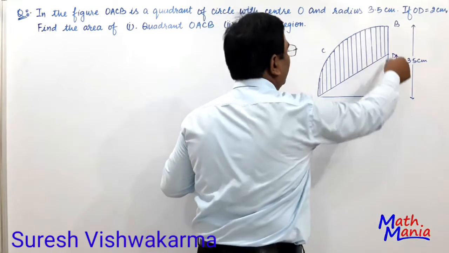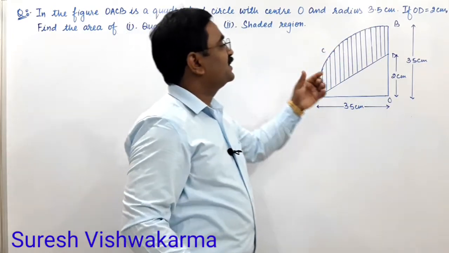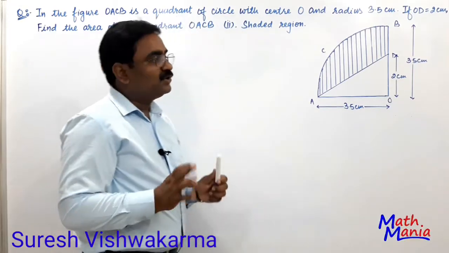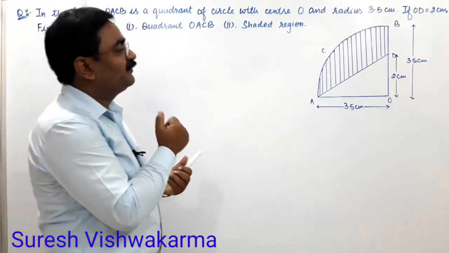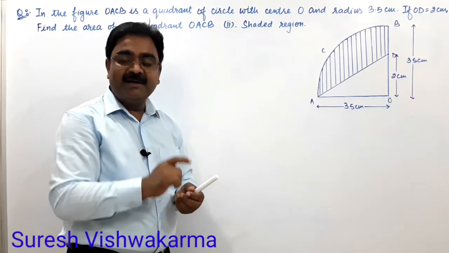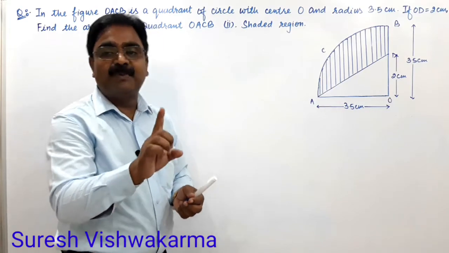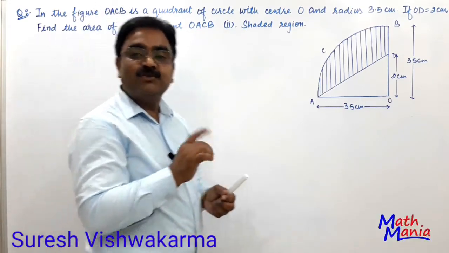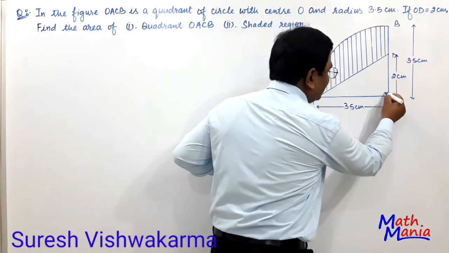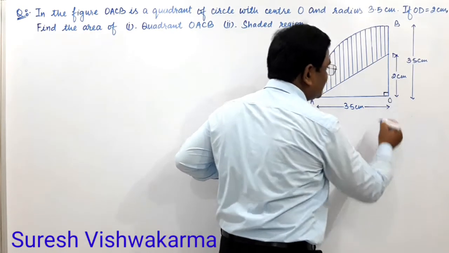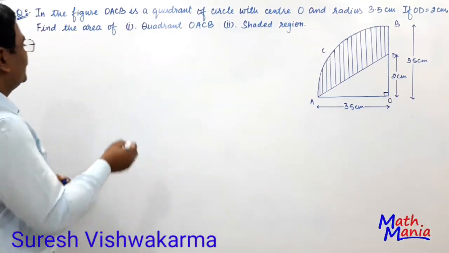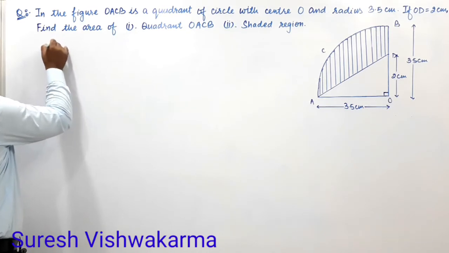The area of the whole quadrant we are going to find out, and the area of the shaded region means this part which is shaded, right? So let's start to find the area of the quadrant. To find the area of the quadrant, we just explained that a quadrant is a fourth part of a circle. This quadrant of the circle subtends 90 degrees at the center of the circle. Okay, so let's find the solution of this question.